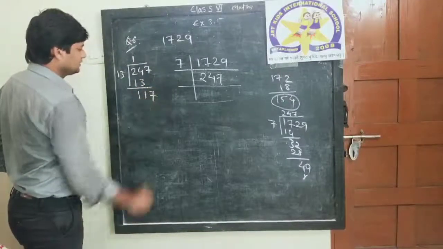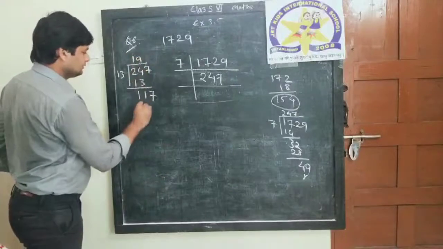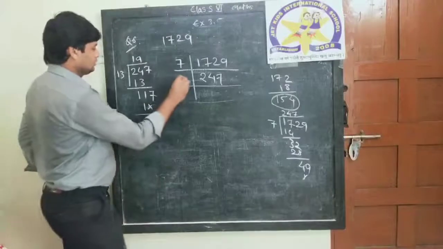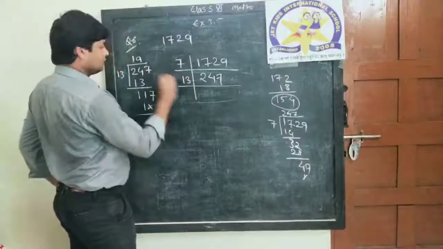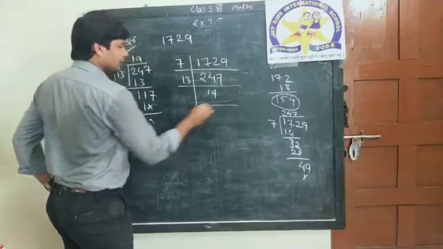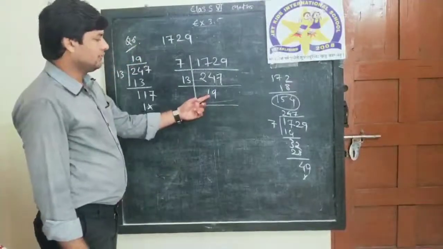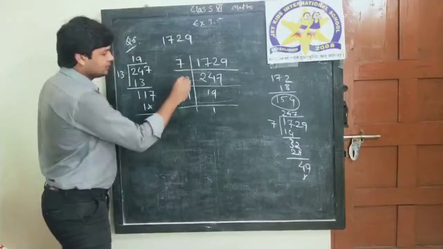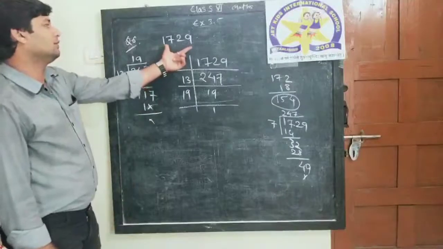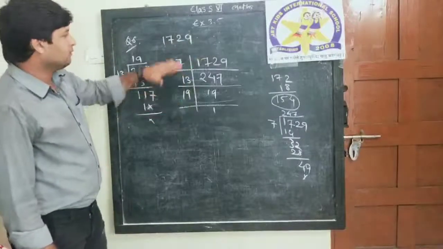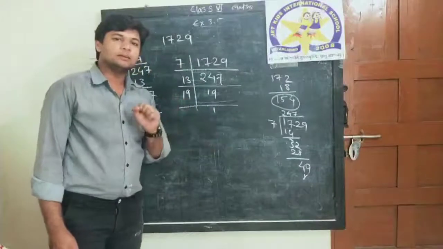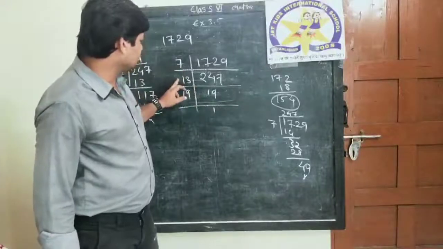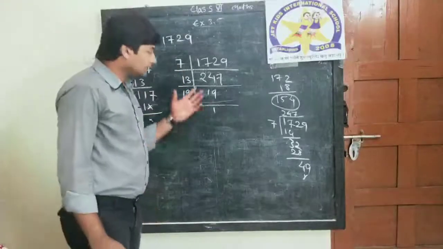Then 7. Yes. 13 nines are 117. Right? 13 19s are 247. And we cannot divide 19, because 19 is a prime number, so we have the factors over here. 7, 13 and 19 are factors of 1729. Okay, for this kind of problem you need a command in calculations in tables. See, 7 table, 13 table and 19 table you will require over here.